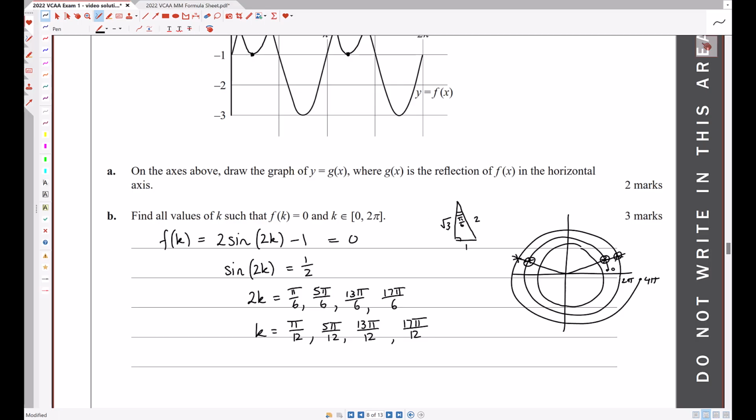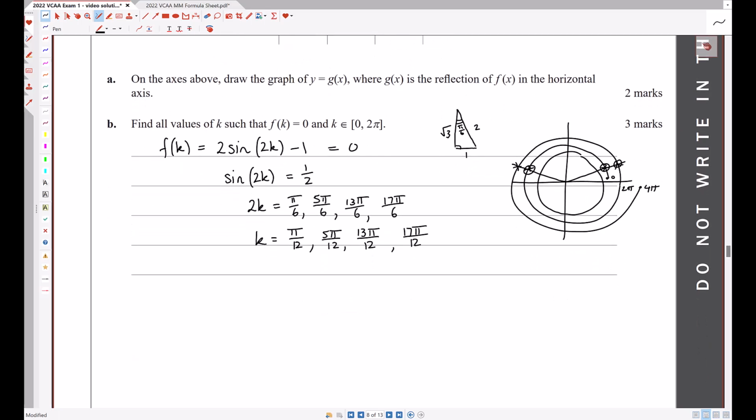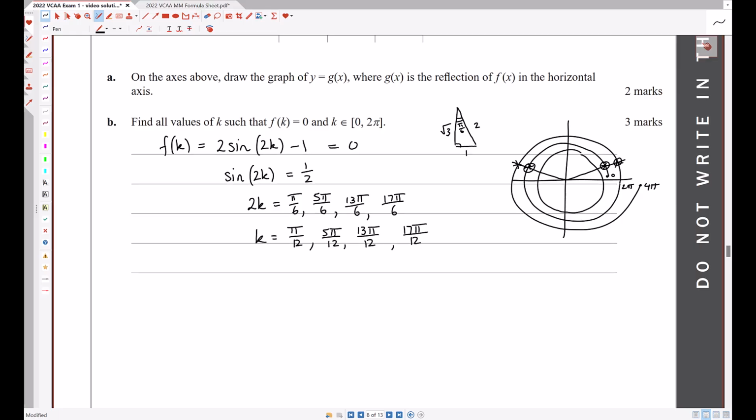Last year's examiner's report made mention of the need to have a way to know your exact values. That really is why I advocate the special triangles. I'm not remembering them, I'm able to generate them. It's not a memory thing, I'm certain that I've got it correct. I know that if I have an equilateral triangle, all these angles will be 60 degrees or pi on 3, and if I cut that in half, I create a right-angled triangle with an angle of 30 degrees, which is pi on 6, and 60 degrees, which is pi on 3.